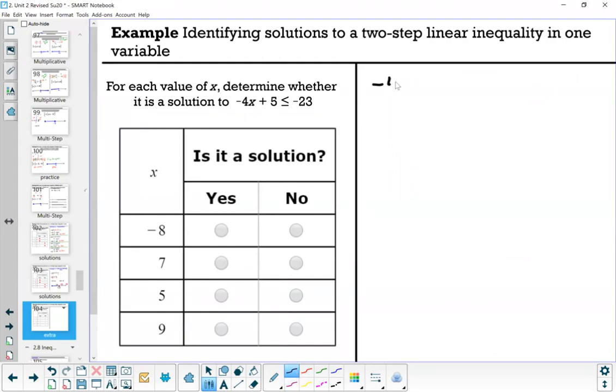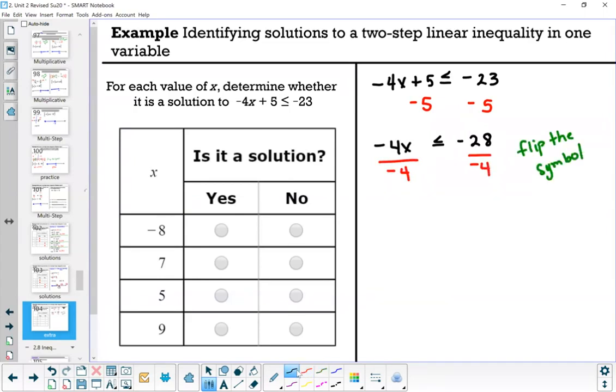We have negative 4x plus 5 is less than or equal to negative 23. I'm going to solve this. So subtract 5 on each side. And you get negative 4x is less than or equal to negative 28. Divide by negative 4 on each side. So therefore you need to flip the symbol. So I'm going to do that right away so I don't forget. So we have x is greater than or equal to 7.